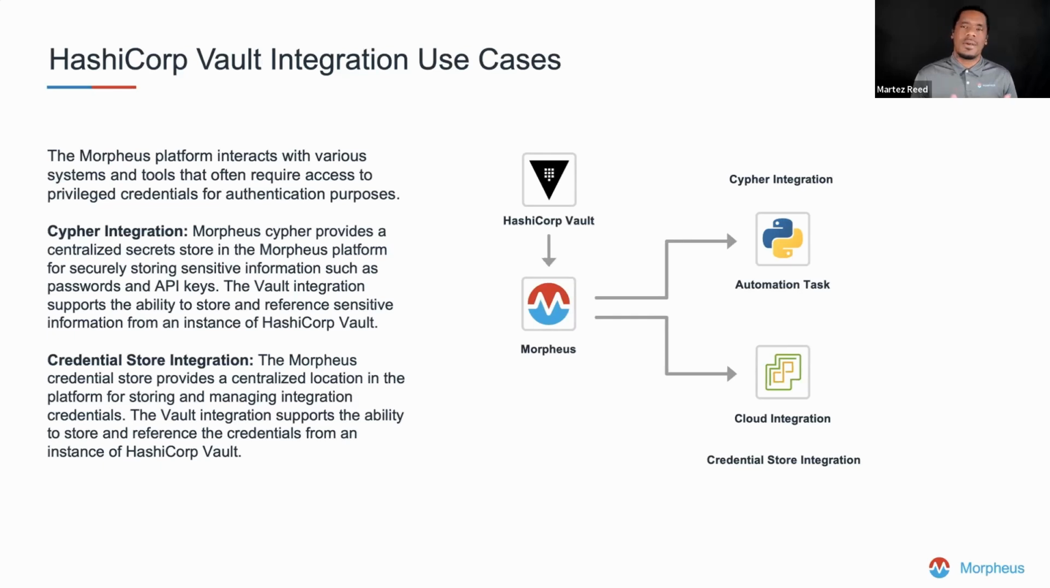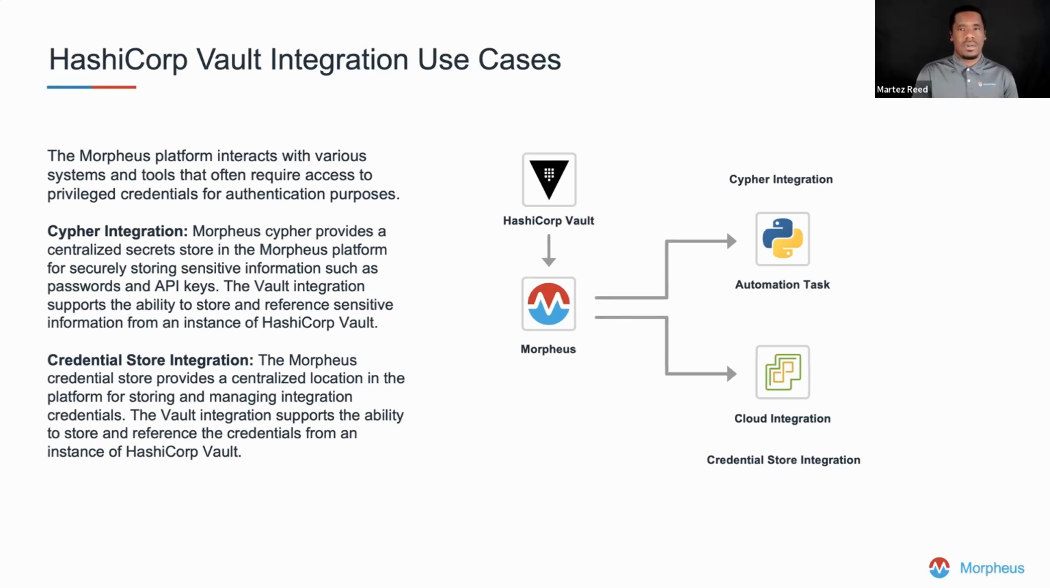It provides a number of benefits, but in this scenario, I might want to leverage HashiCorp Vault as the ultimate store for that sensitive information. So the Cypher integration for HashiCorp Vault allows me to utilize and take advantage of the seamless integrations within the platform, but the storage of the sensitive information, in this example the API key, is ultimately going to reside in HashiCorp Vault. So I'm leveraging the Morpheus platform for its benefits from an automation and integration perspective, but leveraging HashiCorp Vault for the secure storage of that API key.